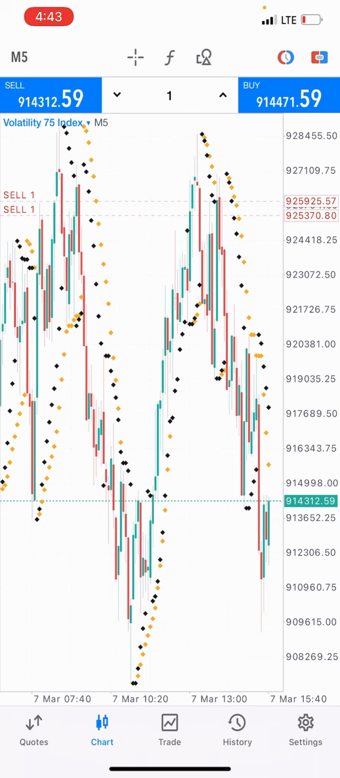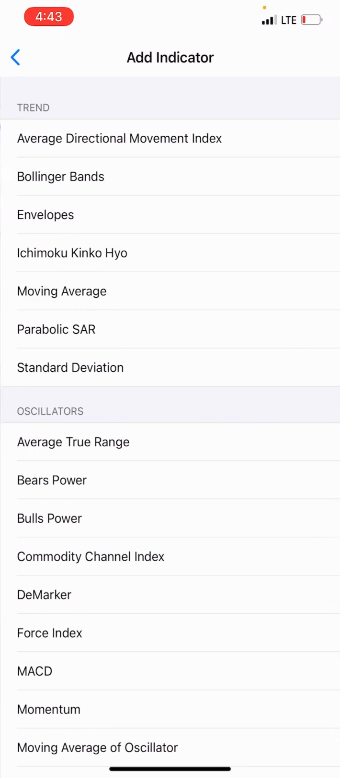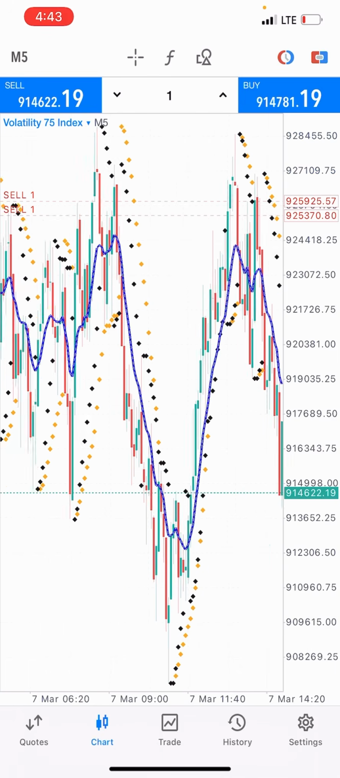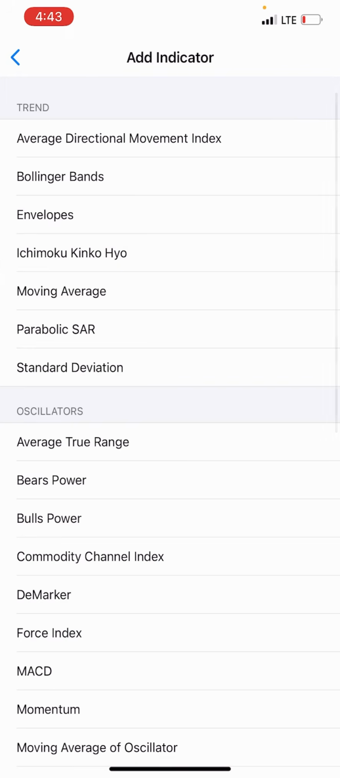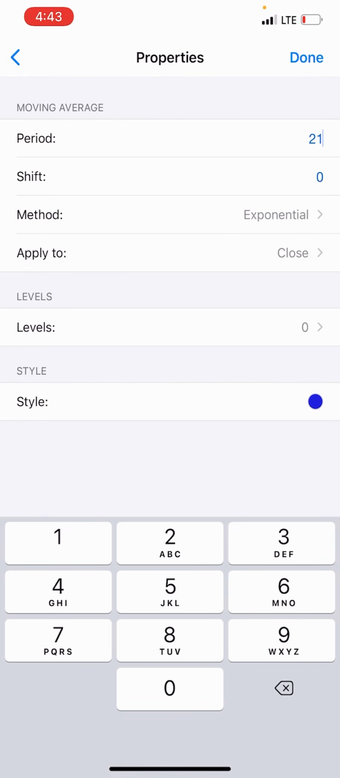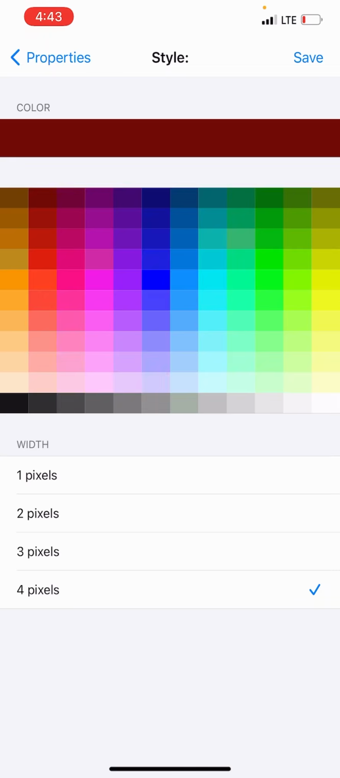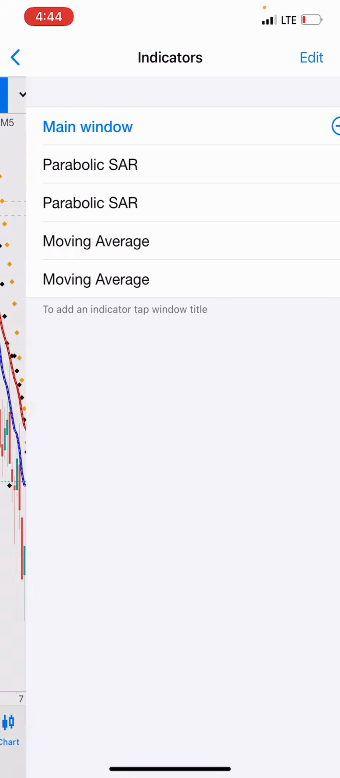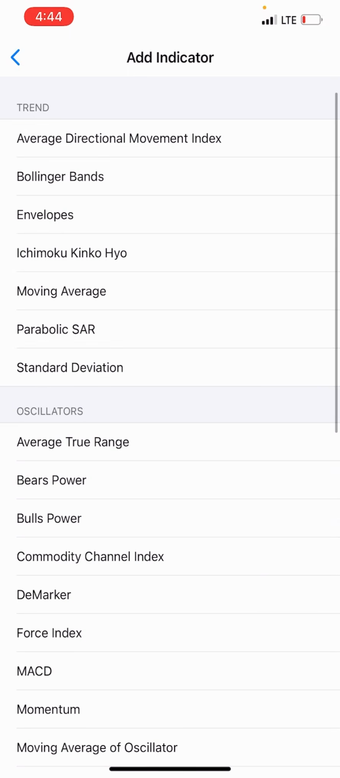I'll show you quickly the next indicator, a moving average. A moving average, period 10, shift 0, method exponential, apply to close. Let's use the color blue, done. Next indicator, again a moving average, period 21, shift 0, method exponential, apply to close, take it to red color, save and done. Last indicator we'll need is the awesome oscillator.